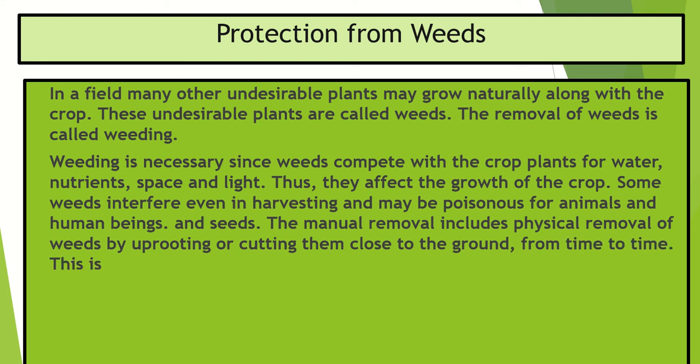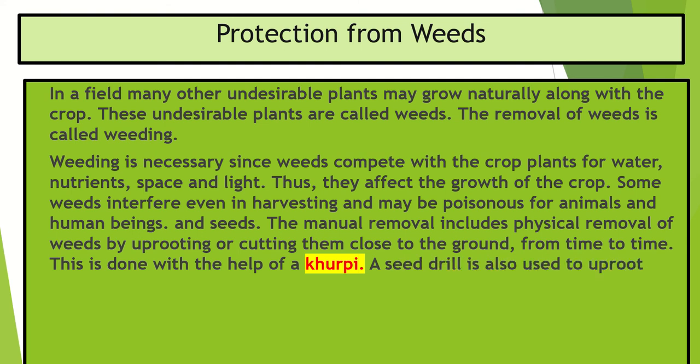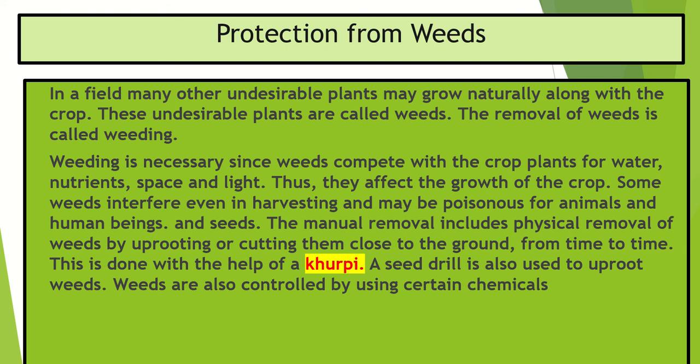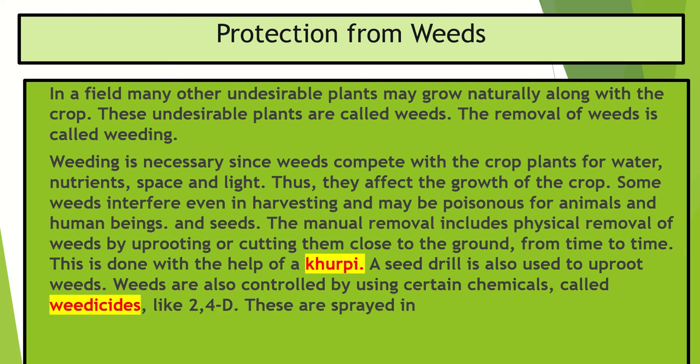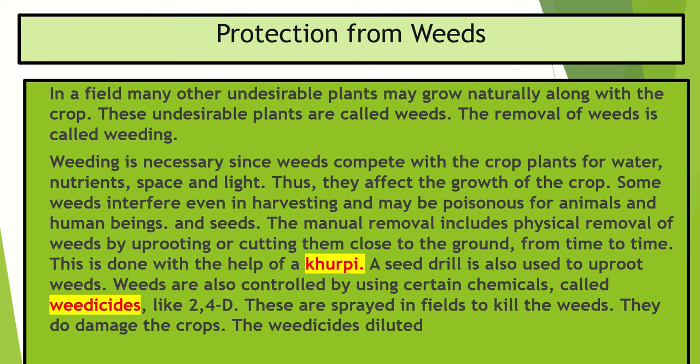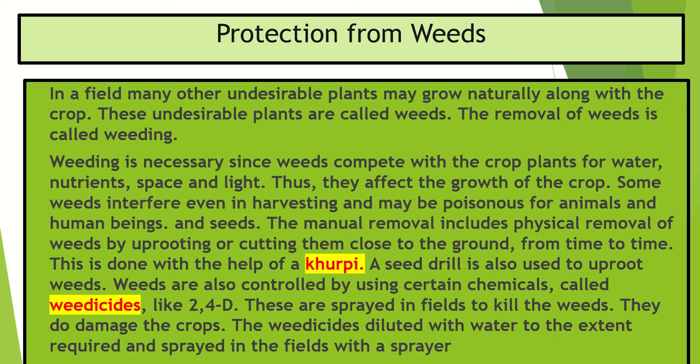In a field, many other undesirable plants may grow naturally along with the crop. These undesirable plants are called weeds. The removal of weeds is called weeding. Weeding is necessary since weeds compete with the crop plants for water, nutrients, space and light. Thus, they affect the growth of the crop. Some weeds interfere even in harvesting and may be poisonous for animals and human beings. The manual removal includes physical removal of weeds by uprooting or cutting them close to the ground.